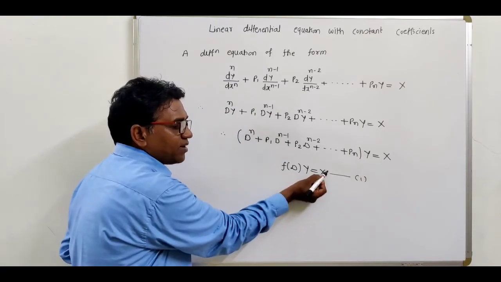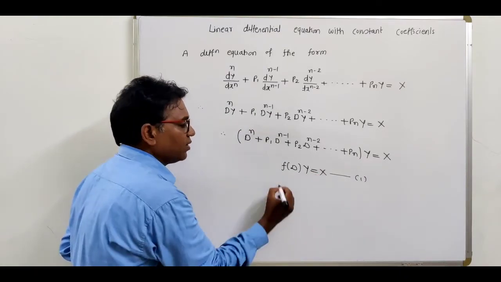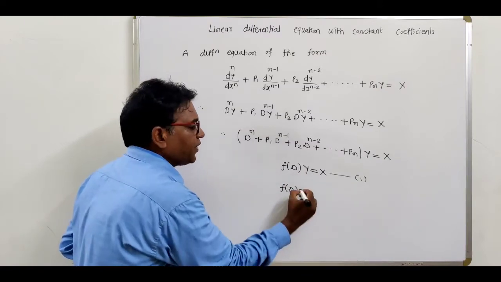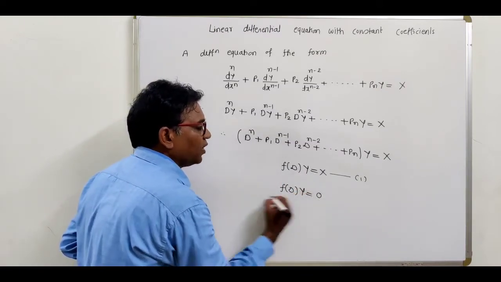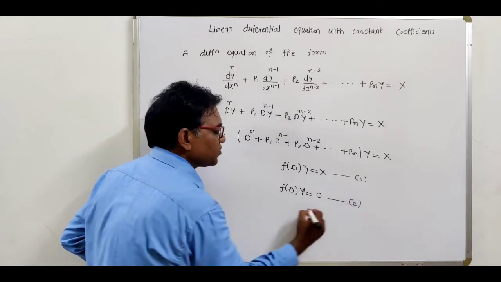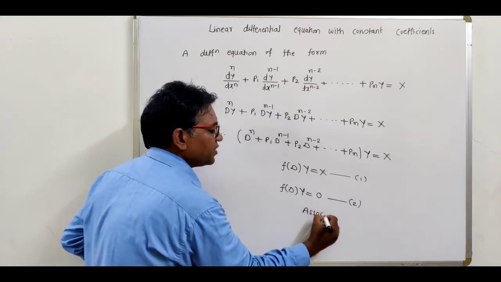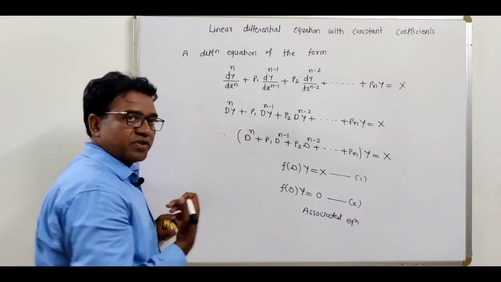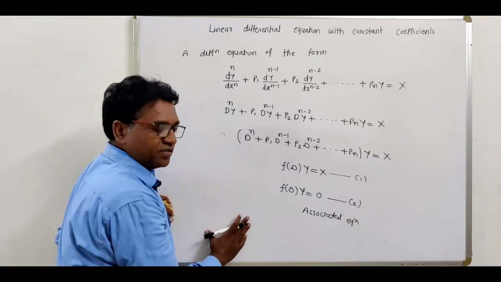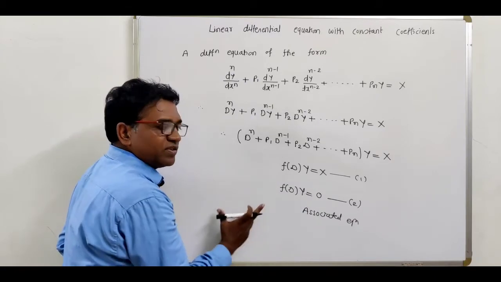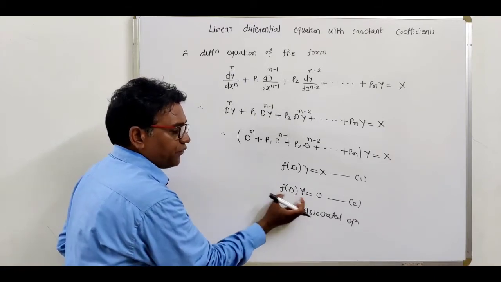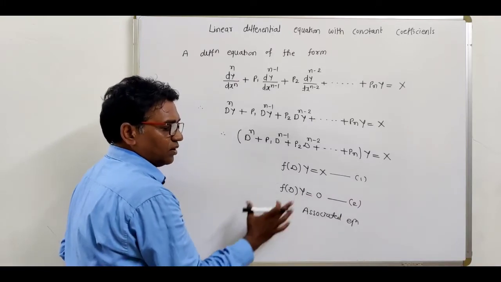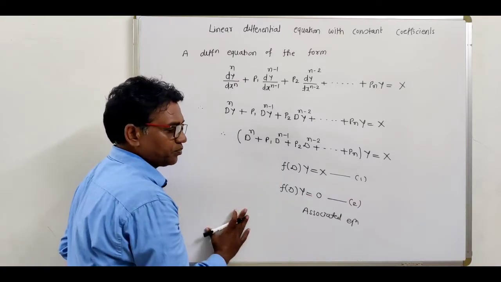Now see, suppose we take this right hand side equal to 0, then the equation is of the form f(D)y = 0. This equation is called the associated equation. This is the definition of the associated equation. What is the associated equation? A differential equation of the form f(D)y = 0. This type of differential equation is called the associated equation.